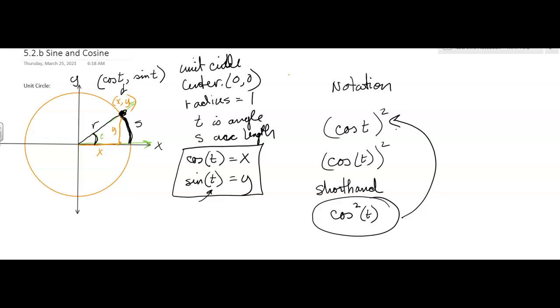If you want to look at that more, it's in the textbook as well. Okay. Sometimes those are a little hard to type, but just understand that that means you're taking the cosine and you're squaring it. It looks a little different. Same thing with sine. You can, you know, do sine squared. Sine squared of t. But it means you're going to take the sine of t and then square it.